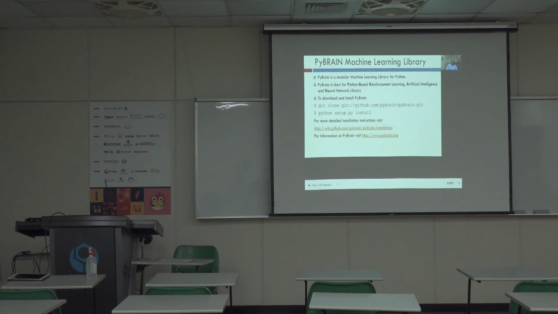So PyBrain is a modular machine learning library for Python. PyBrain is short for Python-Based Reinforcement Learning, Artificial Intelligence and Neural Network library. So to download and install PyBrain, you can just follow the URLs given in this slide. And there are very nice tutorials on this site. You can follow them and build your own network using PyBrain.